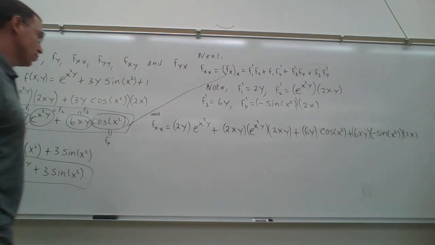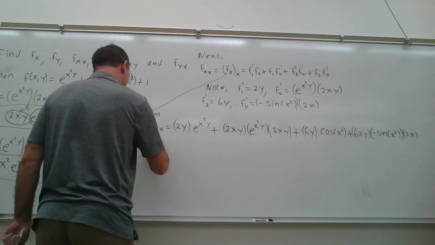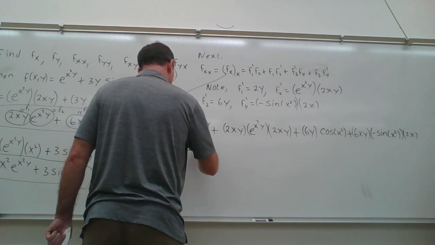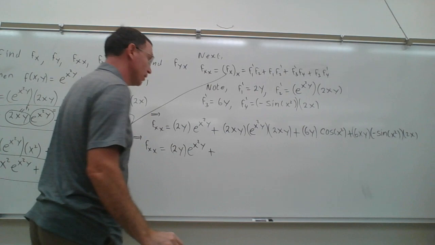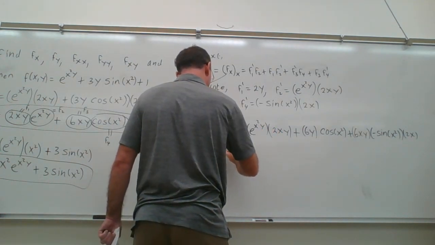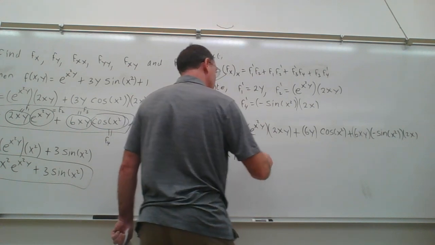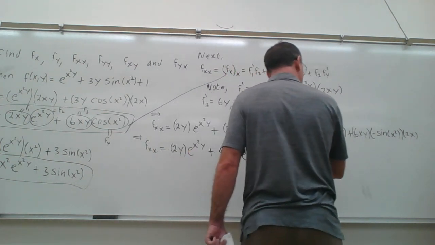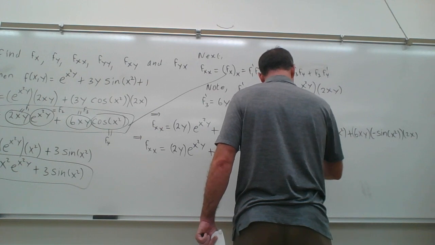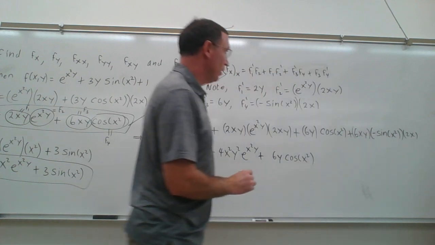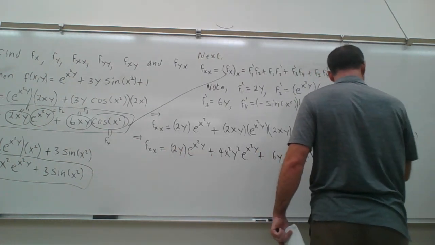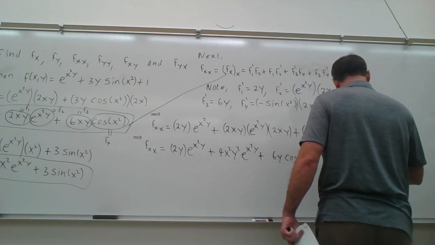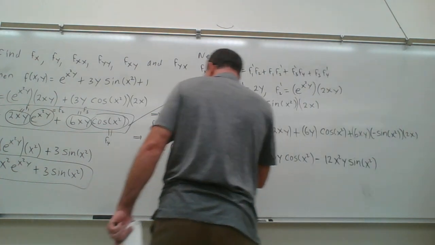Okay, so let's simplify this. So our f double x will be then 2y e to the x squared y plus, multiplying this and this, 4x squared y squared e to the x squared y, and plus here 6y cosine of x squared, and multiplying the 6 and the 2 to the minus, a minus 12x squared y sine of x squared. So that's my f double x.